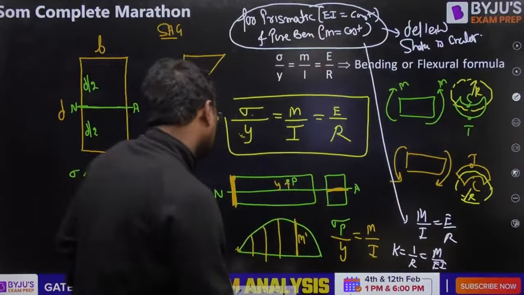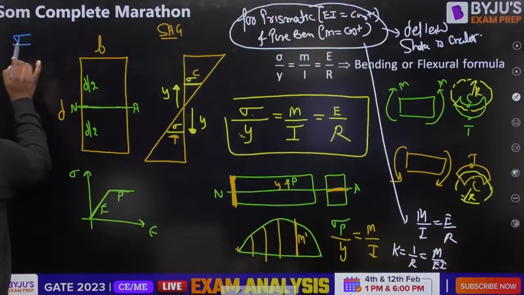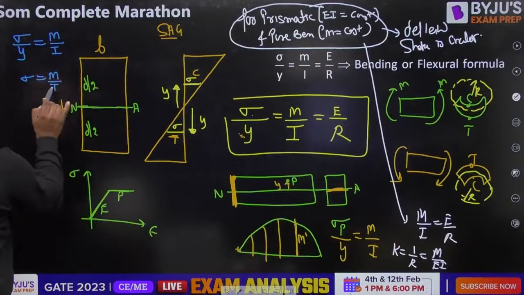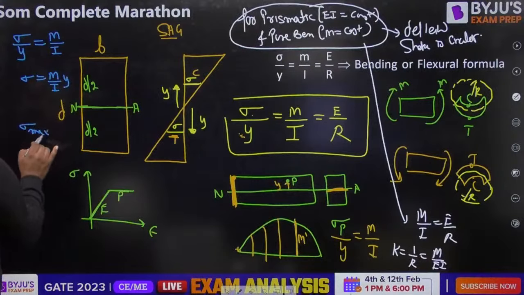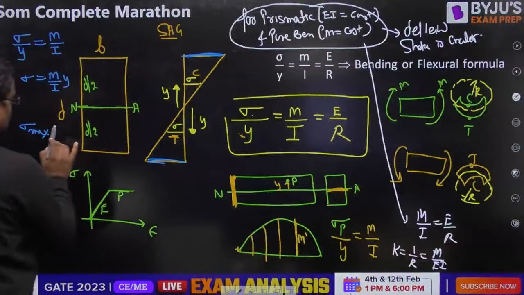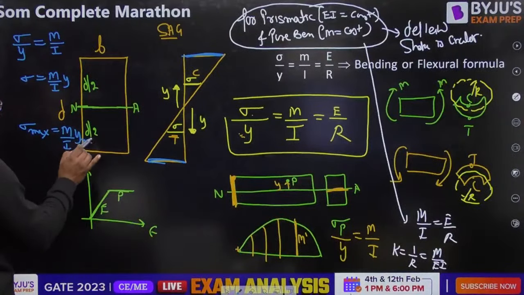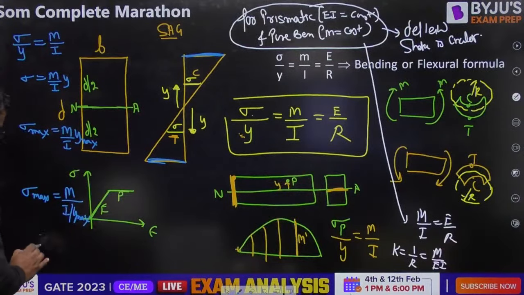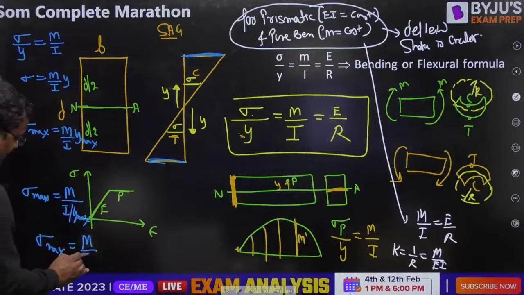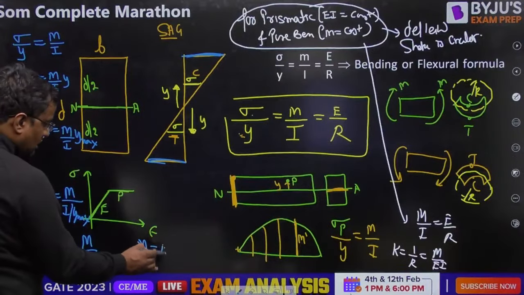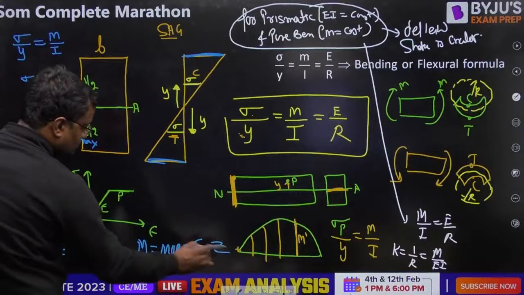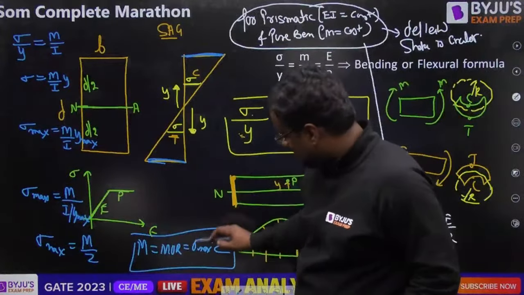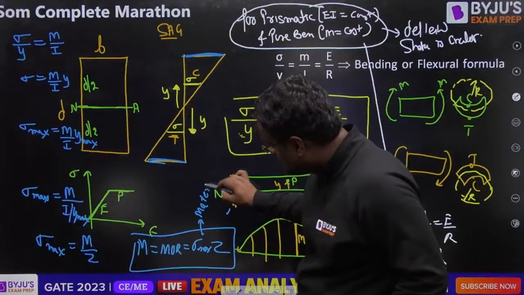Okay. Now one more concept. Sigma by y is equal to M by I, so sigma is equal to M by I into y. What is the maximum value? Sigma max is M by I into y max, so sigma max is M divided by I by y max. I by y max is called Z, the section modulus. So M, also called MOR, the moment of resistance, is sigma max into Z. Z is the section modulus. Sigma max depends on the material and Z depends on the shape.